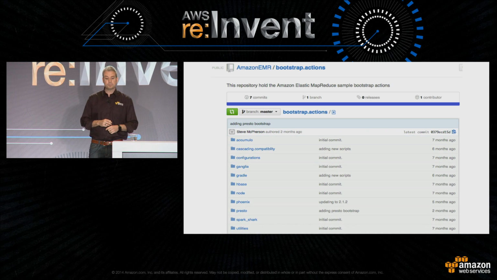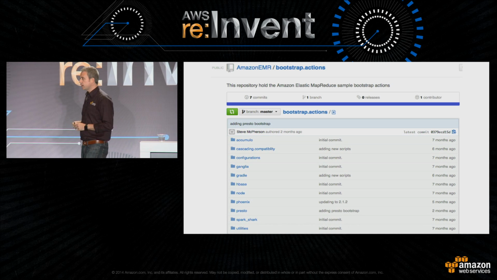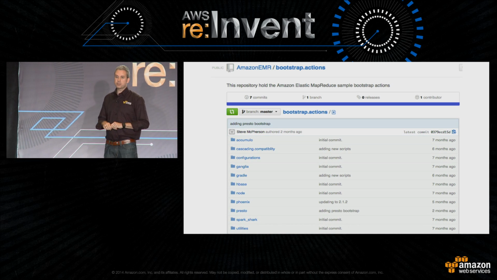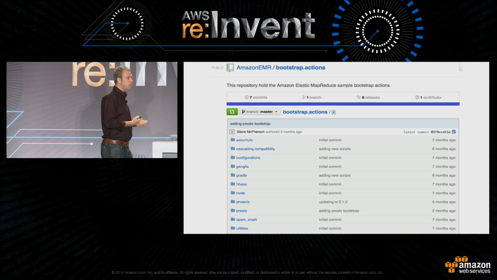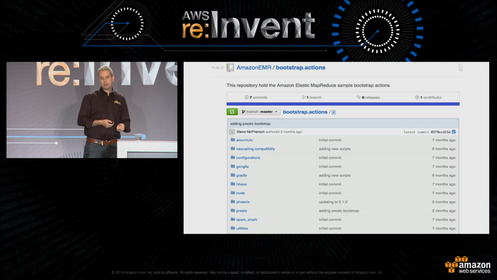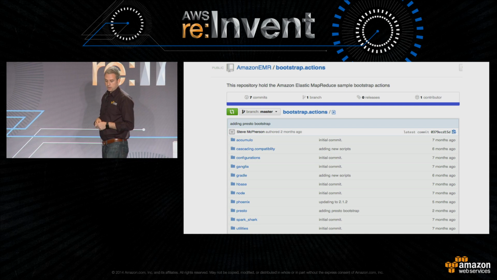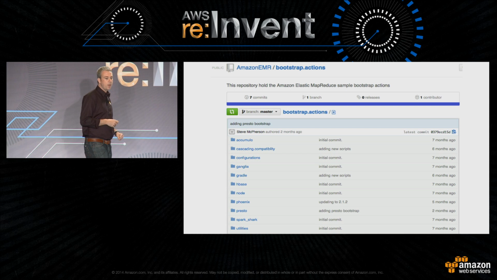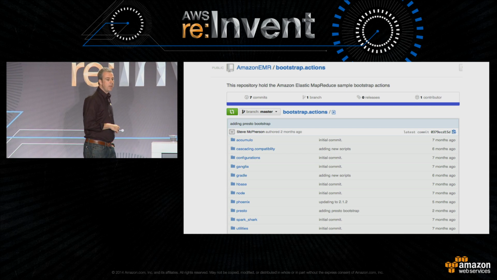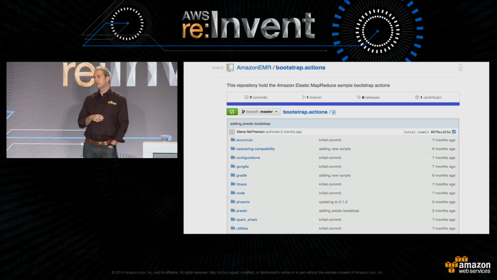We also maintain a GitHub of Bootstrap actions that you can clone and extend for things like Accumulo. Phoenix is in there. Node.js support is in there. Lots of very useful Bootstrap actions. So we'd encourage you to have a look at the Amazon EMR repository, Bootstrap actions.